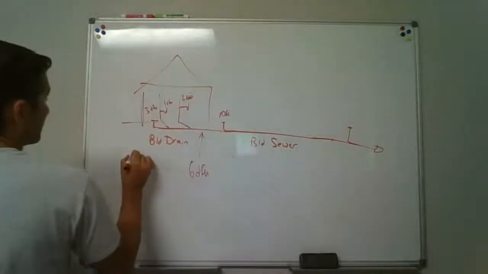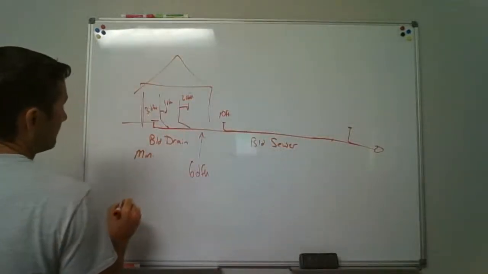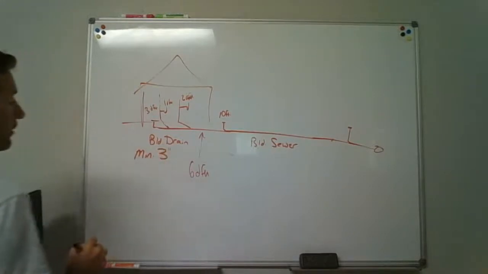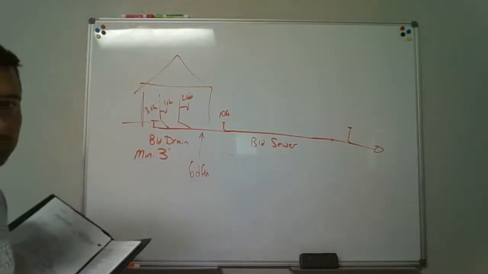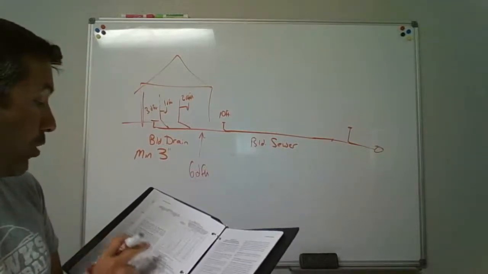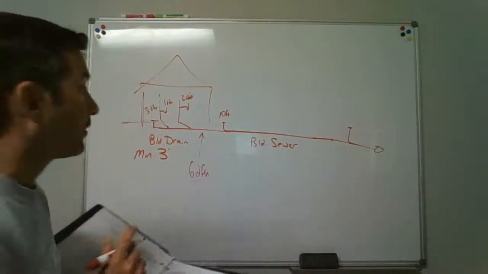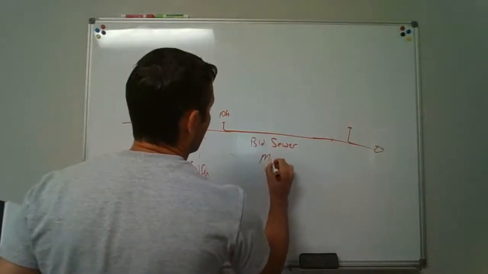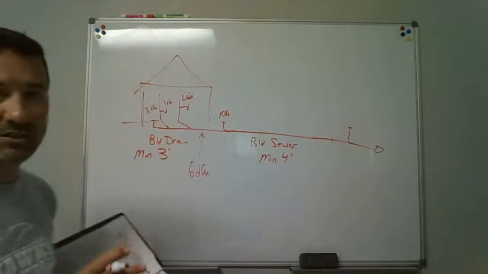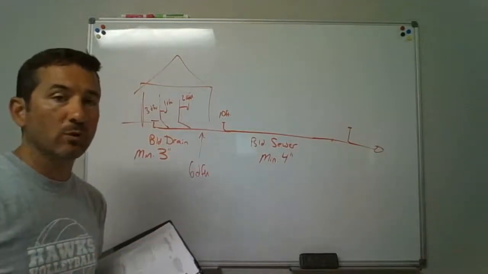If you had a question on there to say, what's the minimum size of your building drain? It serves a water closet, at least 3 inches. Minimum size of the building sewer? Look at the next note. No building sewer should be less than 4 inches in size. Minimum 4 inches. Okay, so we got to at least start at 4 inches. From there on, we can look at the numbers.